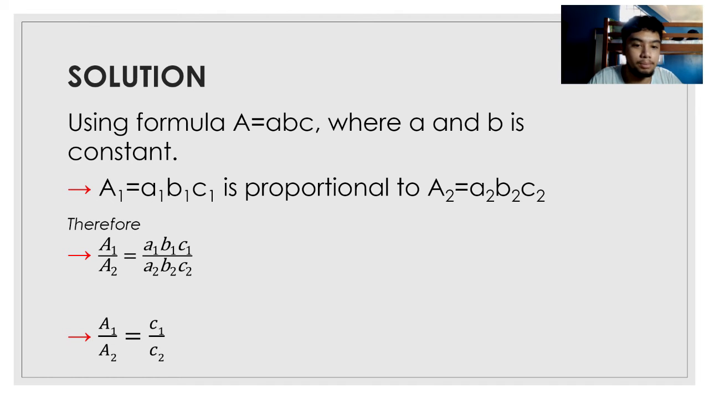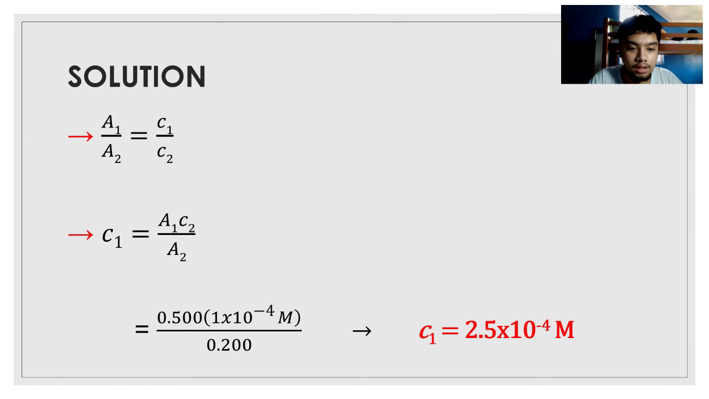By transposing and leaving the concentration c sub 1 on the left side, we can derive that c sub 1 is equal to a sub 1 times c sub 2 all over capital A sub 2. So this is the formula in order to find the concentration of the unknown.